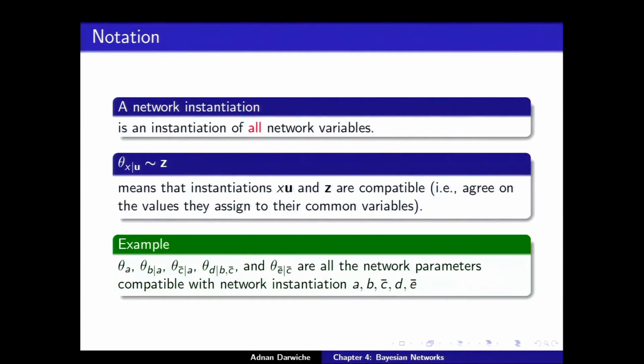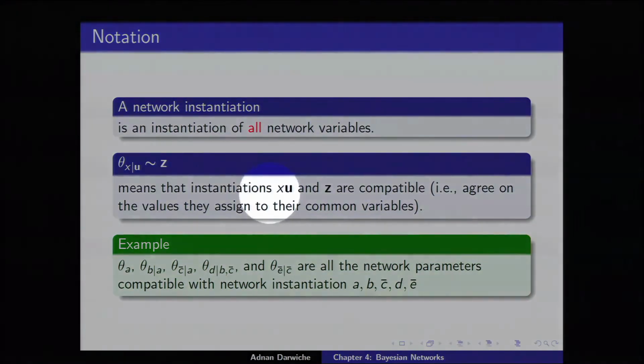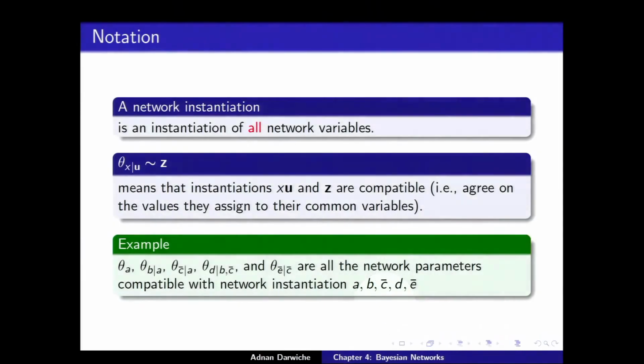Let's take a concrete example. We have the variables A, B, C, D, E, and here's a particular network instantiation. So A is true, B is true, C is false, D is true, and E is false, right? That's one particular network instantiation. That would be this guy Z. These parameters are all compatible with this guy. For example, if you look at this guy, what does it say? E prime given C prime. Both E and C are primed in this case, correct? If this was E given C prime, that would not be compatible with this guy. Straightforward, right? But it's pretty important because it comes up a lot.